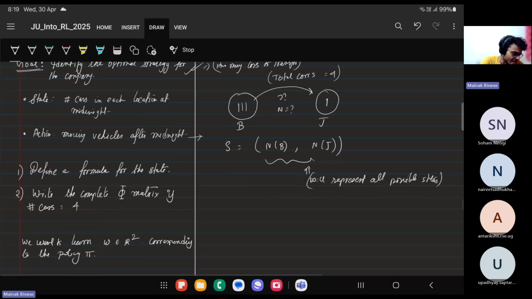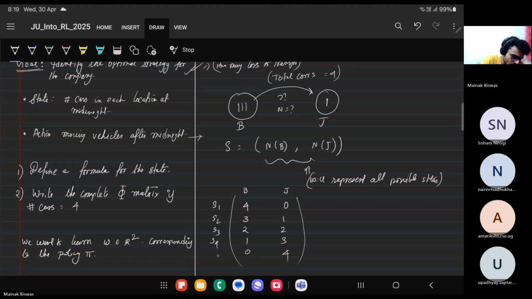For example, at a particular time, say state 1, you have 4 cars all in Baranagar and 0 cars in Jadavpur. Similarly, 3 cars in Baranagar and 1 in Jadavpur, then 2 and 2, then 1 and 3, sorry, and 0 and 4. So this is state 2, this is state 3, this is state 4, and this is state 5. Do you agree? These are all the possible states that we have. This is just an example. This is still a countable small set.